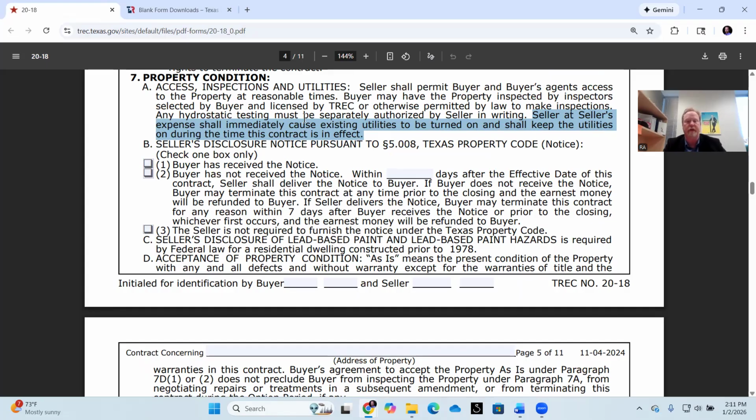Okay. So again, just a couple of things here: you don't need an option period to access the property or do inspections. You do need permission to go into the property, but the seller has to give you access. Okay. And if you want to get a hydrostatic test done, you need permission from the seller in order to do that. All right.